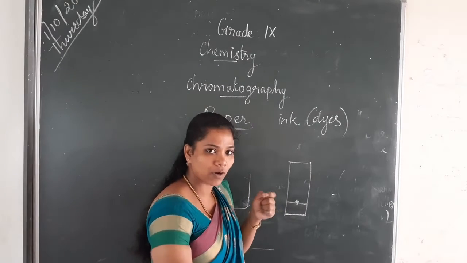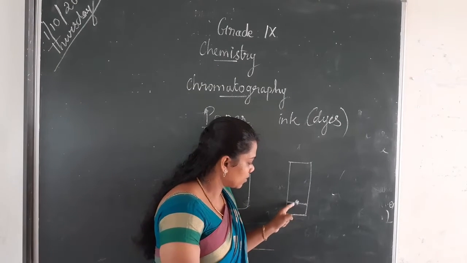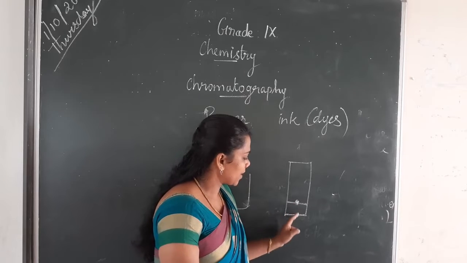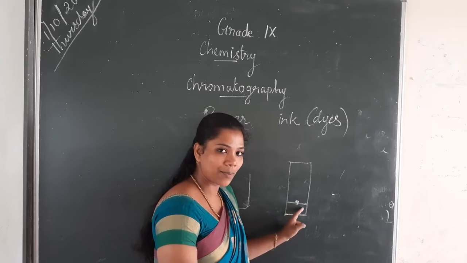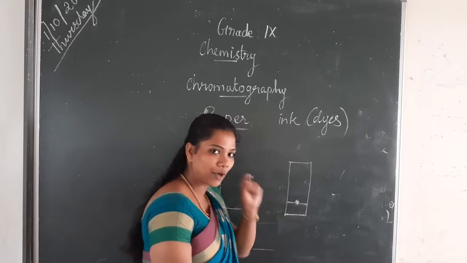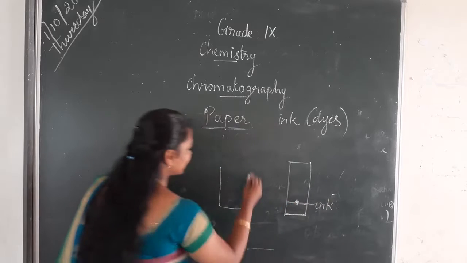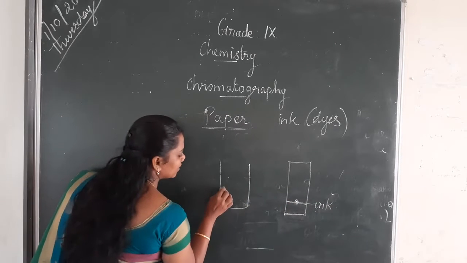We are spotting a drop of ink using a needle. From the bottom, a few inches above, we have drawn a pencil line. On the pencil line we have kept a drop of what? Ink. Okay, and this beaker has been filled.